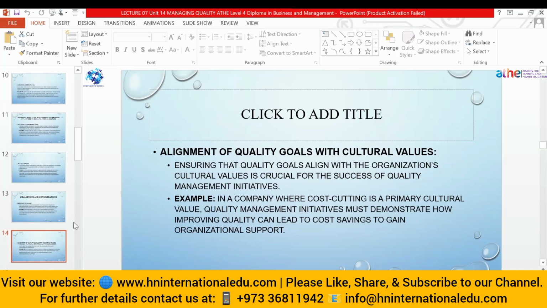No. What did you not understand in it? Ma'am, is it related to the culture value being important, or just their behavior? Like in the example given, cost cutting is a primary culture value, like management initiatives. It's like our main thing is to reduce the cost. Because you said it's important, it's like we need to align it. So I didn't understand the cost cutting alignment of a quality goal.